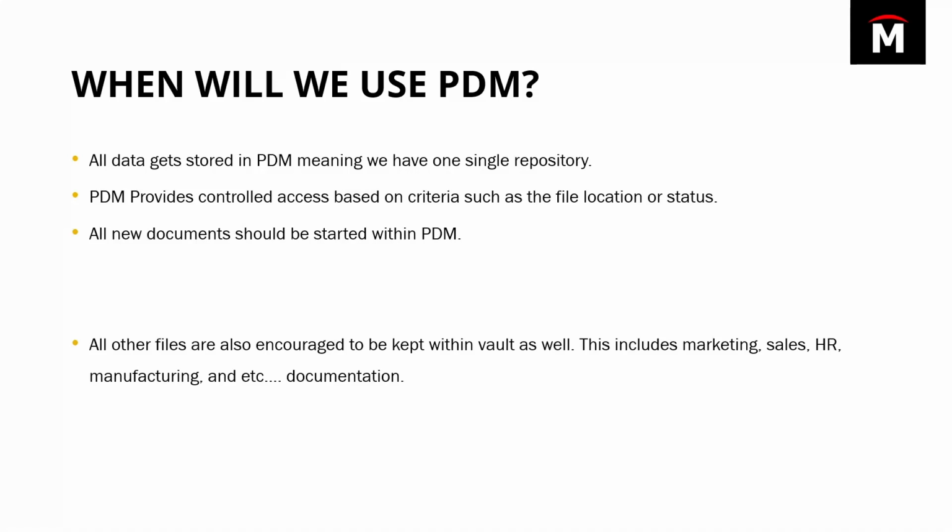You'd move all your data into PDM, and then it becomes the single repository for everything. It's going to add a layer of security by controlling where your data resides and provides controlled access based on criteria such as file location or the status of the file. Once all your legacy data is migrated, that's your single source for retrieving documents, but it's also going to be the place where new documents will be located as well. So when you start with new documents, immediately you would save them to PDM.